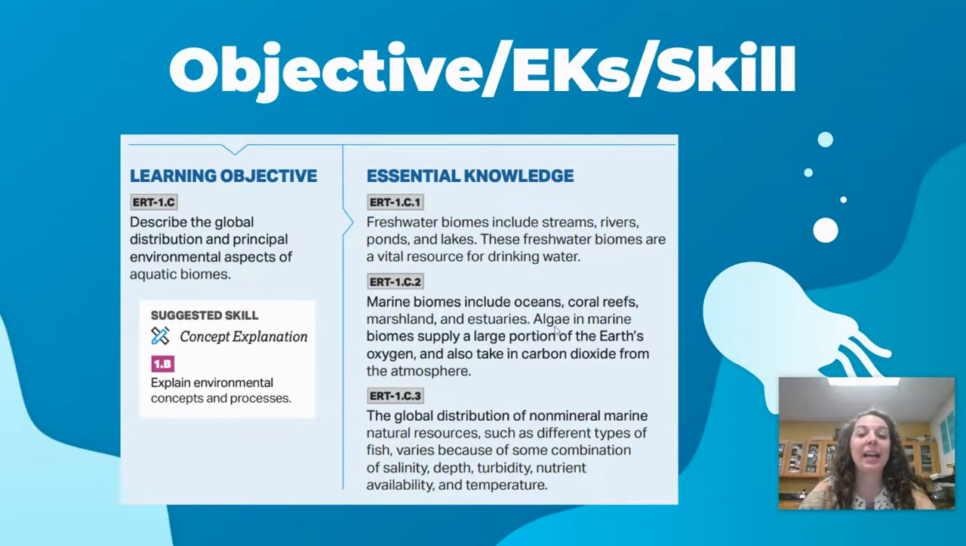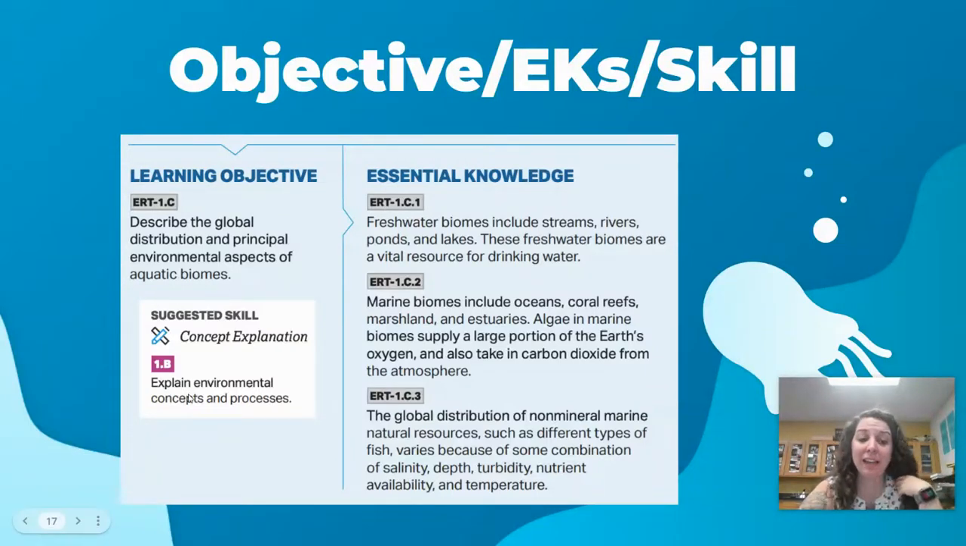Marine biomes are going to have the oceans, the coral reefs, marshlands, estuaries, and a really big important fact to note here is that algae in marine biomes is going to provide a huge portion of the Earth's oxygen, and it's also going to take in a lot of carbon dioxide from the atmosphere. And then we also need to know for this one that those natural resources are going to be influenced by a little bit of different things, not so much climate and precipitation, but things like salinity, depth, turbidity, nutrient availability, and temperature.